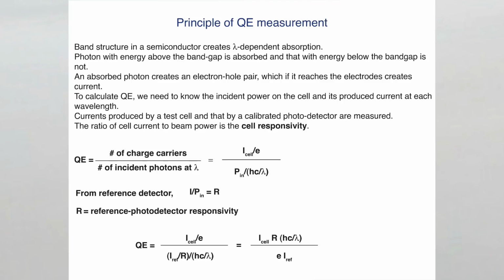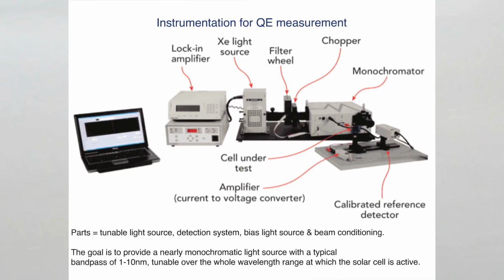R is the responsivity; if you use a reference cell, then you can scale it to that reference cell. Not so important for us, important in practice. Just make sure you understand the basic definition here, because that's useful when you think about it. The instrument used for QE measurement is also not too complicated. There's some interesting optics there, so we should be aware of what it is.